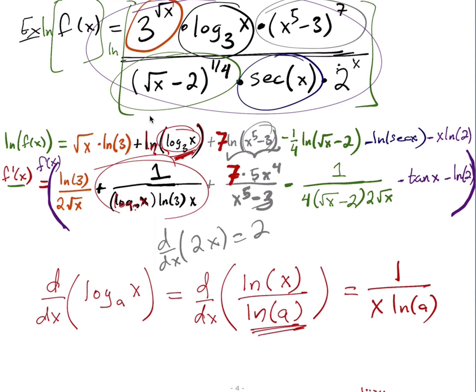Like this, what's the derivative of that? Zero, right? Why? Because pi is a constant, right? You don't use the power rule there because pi is a constant.